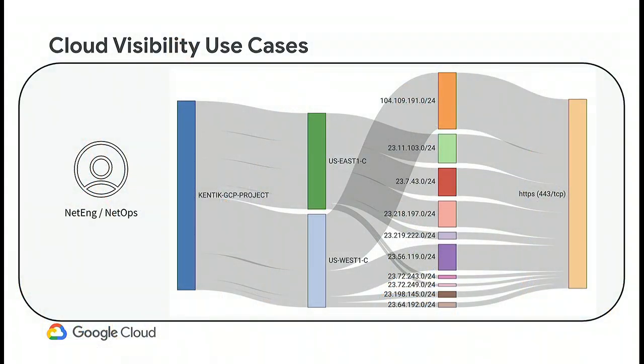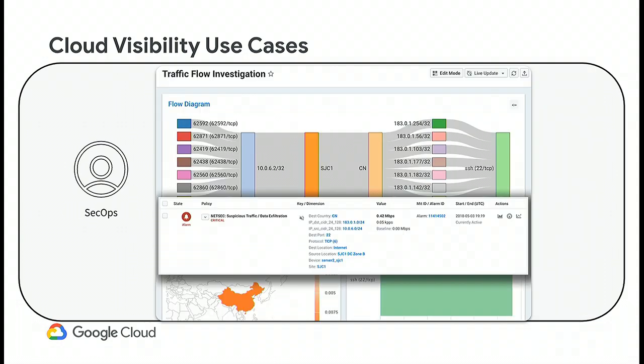Here are just some screenshots as examples that might be interesting to network engineering and network operations. This is what we call a Sankey diagram, and this shows, coming out of one particular project that's spread across US East and US West, what are the destination IP addresses that traffic is flowing to, and what is the application? In this particular case, of course, it's a secure web application. So as a network engineering or network operations user, I can quickly see how my network is performing.